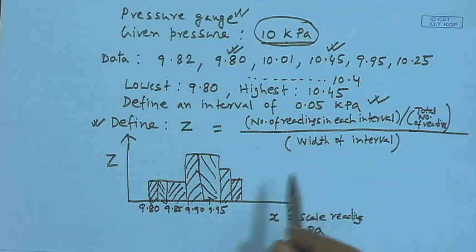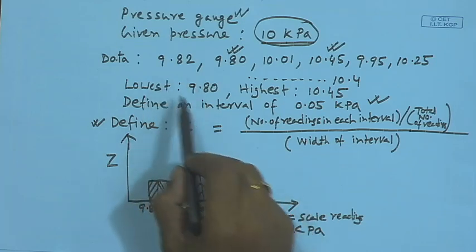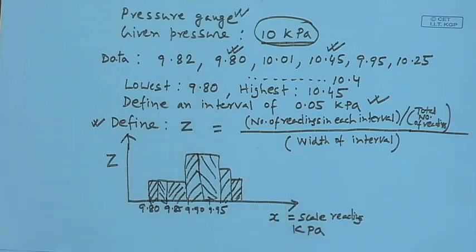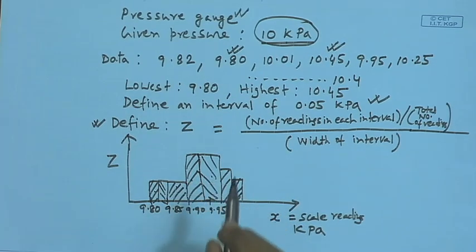So, we have plotted x versus Z, where x is the scale readings. Now, the area of a particular bar is numerically equal to the probability that a specific reading will fall in the associated interval.